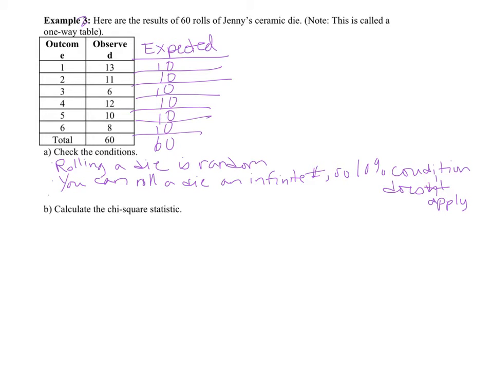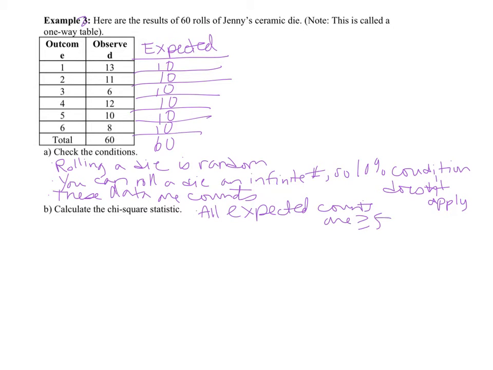Our next thing is that these data are counts. She did count the number of times she rolled the die. And the last one is that our expected counts are definitely greater than or equal to 5. All of them are 10. So just to be safe, I think she rolled it 60 times. She could have rolled it 30, but we're good with this. So all expected counts are greater than or equal to 5. So we are allowed to run the chi-squared goodness of fit test.